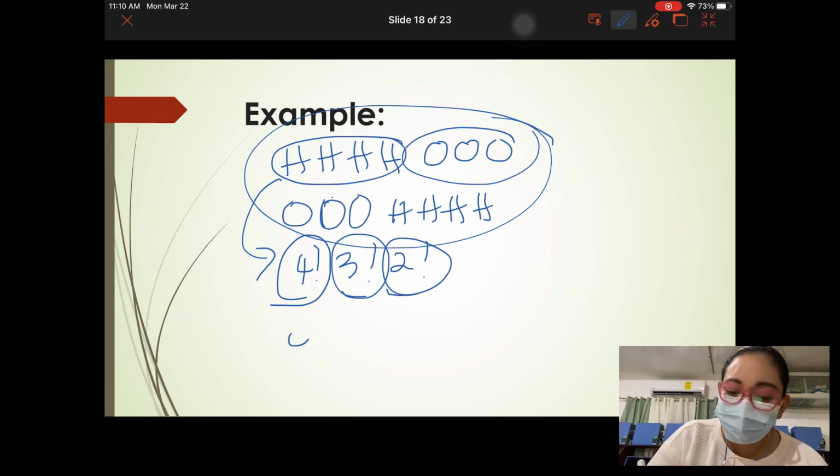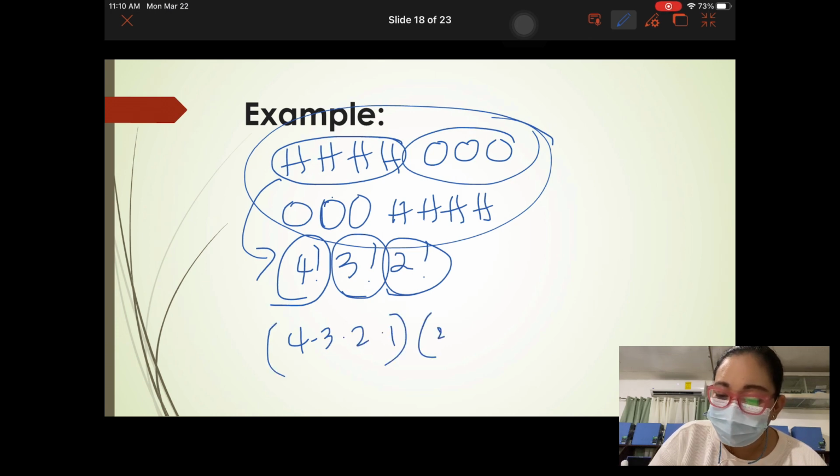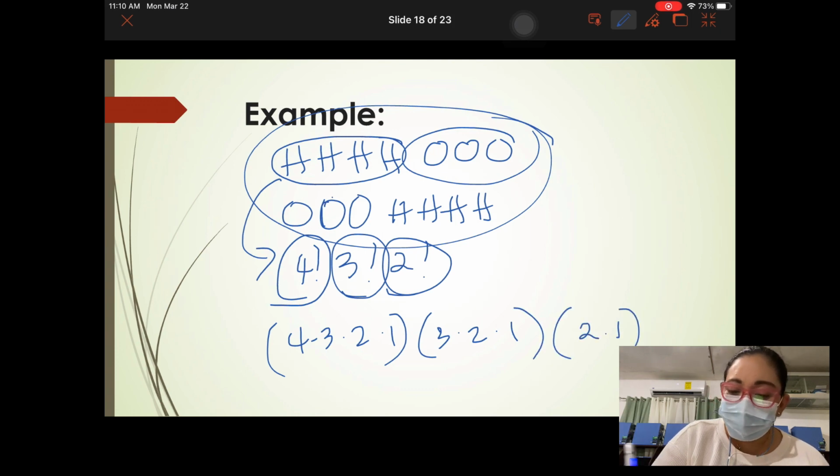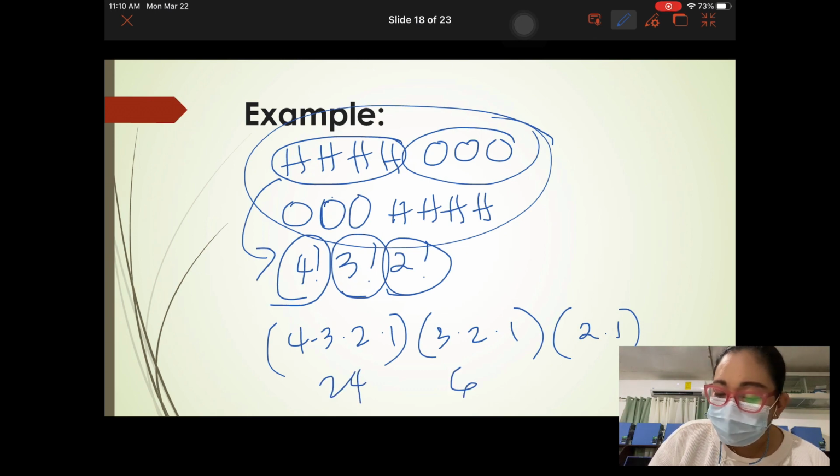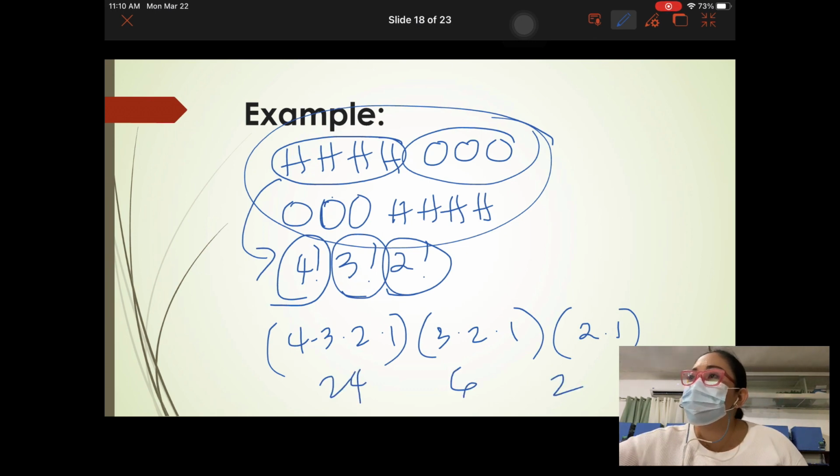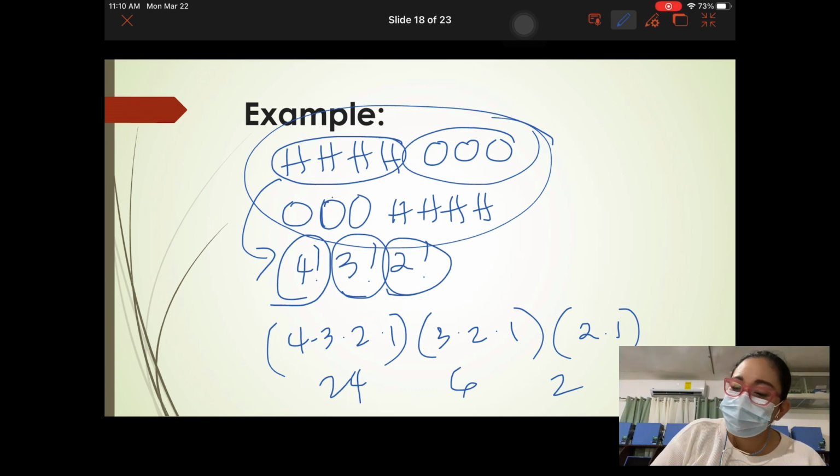So, you have 4 factorial times 3 factorial times 2 factorial. Okay? Ang 4 factorial po natin ay 24. Ito po ay 6. Ito po ay 2. So, that's 24 times 12. It's a total of 288 ways. Okay? So, that is just for problem number 2. Now, we have our last problem.